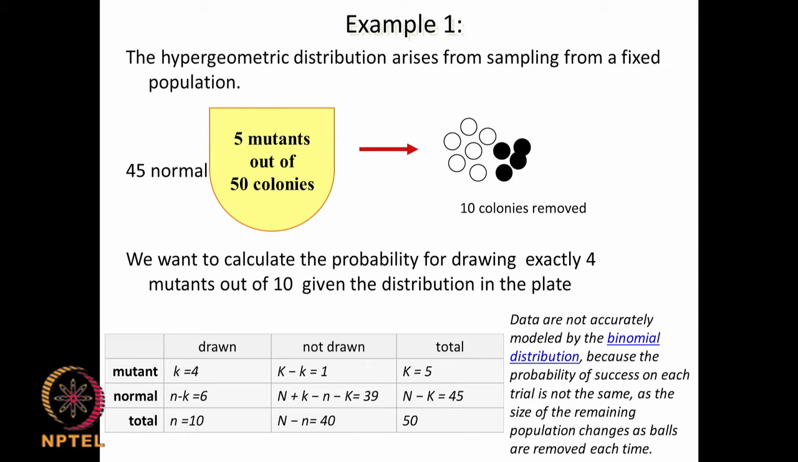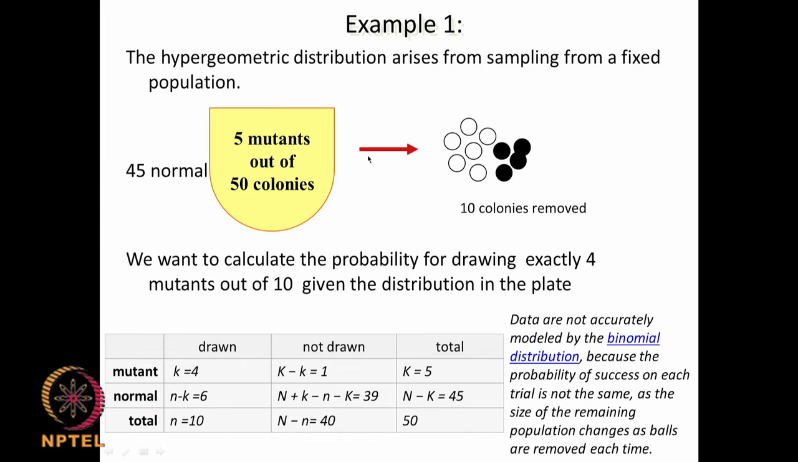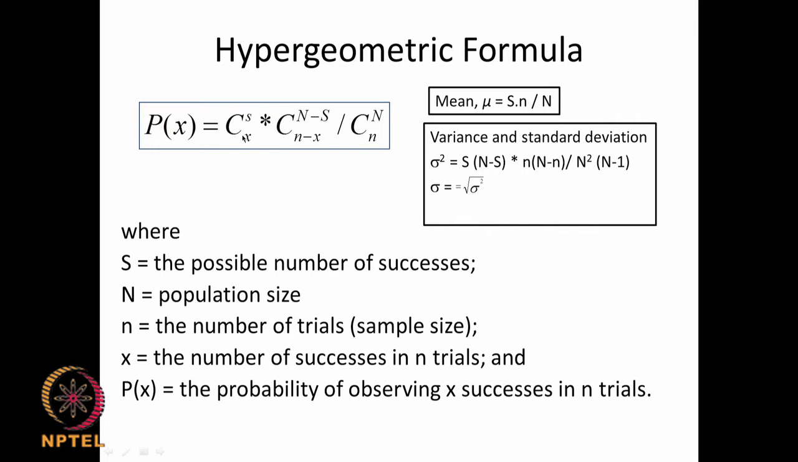Okay, now because when you remove, for example, these balls or these mutants, what is remaining keeps changing, okay. So, the probability of that keeps changing, okay. So, the probability of drawing exactly 4 black balls or 4 mutants in this particular example can be calculated from that formula. What is this formula? C S x, okay, into C N minus S, n minus x, divided by C N n, okay.